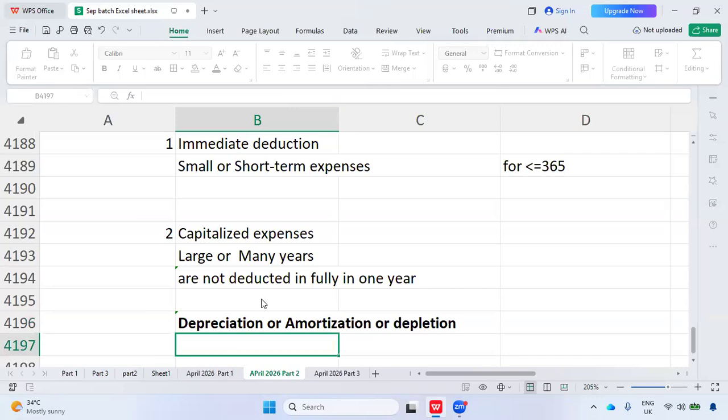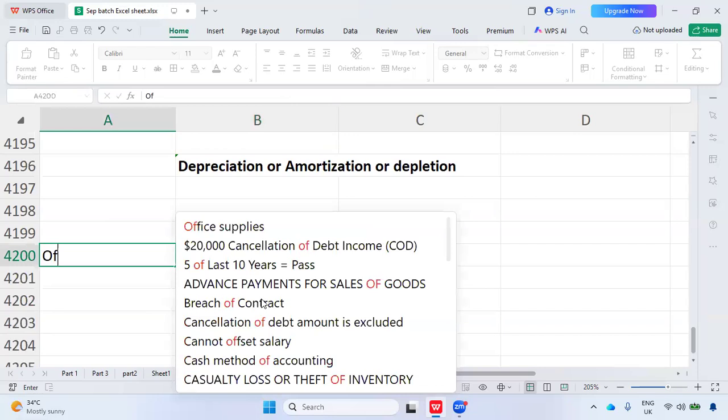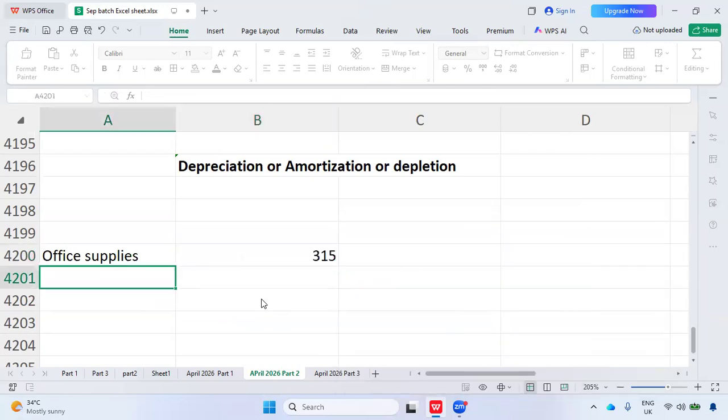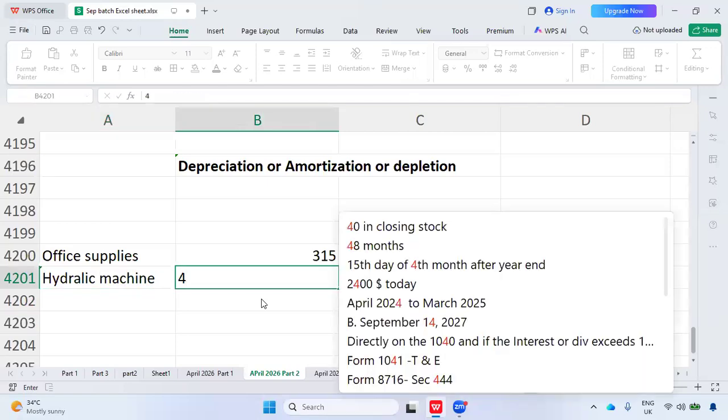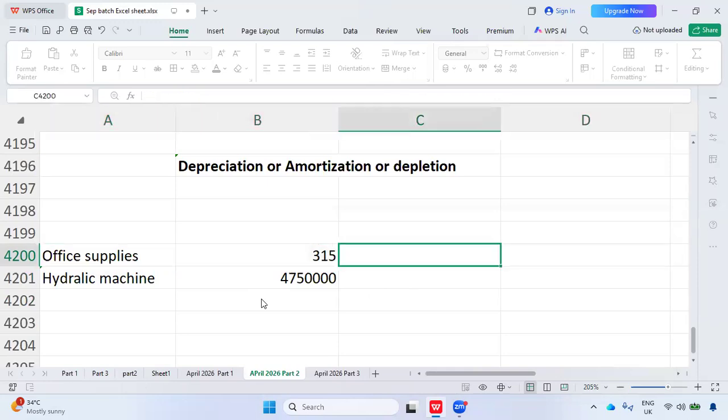Let's say there is an example for you. There is one office expense, and also there is one hydraulic machine, with a value of $475,000. Based on these two expenses, which will you claim? The first one, can we claim immediately, or do we have to capitalize and claim over the period?